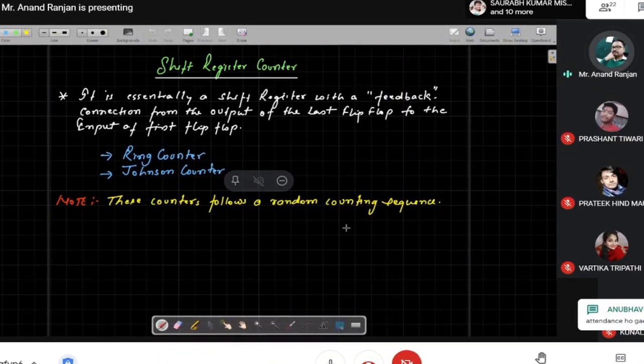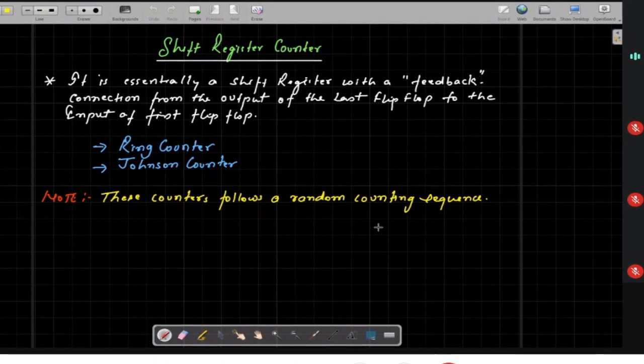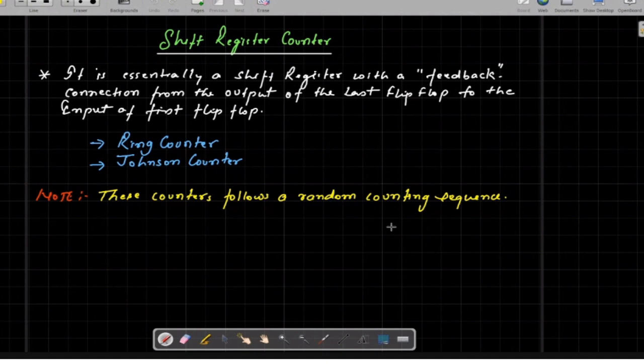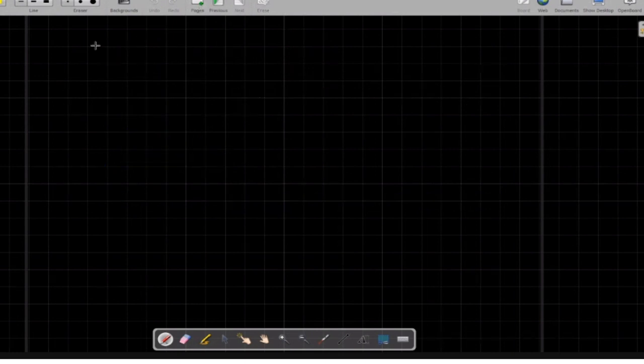In this video, we will discuss the Ring and Johnson counter. In a shift register, if you provide the feedback loop from the last flip-flop output, you can have two different types of counters. One is the ring counter, and the other is the Johnson counter. So let's start by discussing the ring counter first.